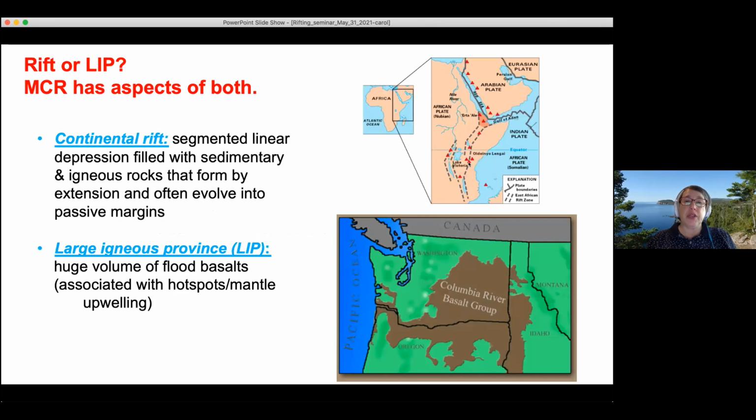Continental rifts are linear segmented depressions filled with mainly sediment, but some igneous rock, that form by extension and may become a passive margin. LIPs are usually huge volumes of continental flood basalts associated often with hot spots or some sort of deeper mantle upwelling.